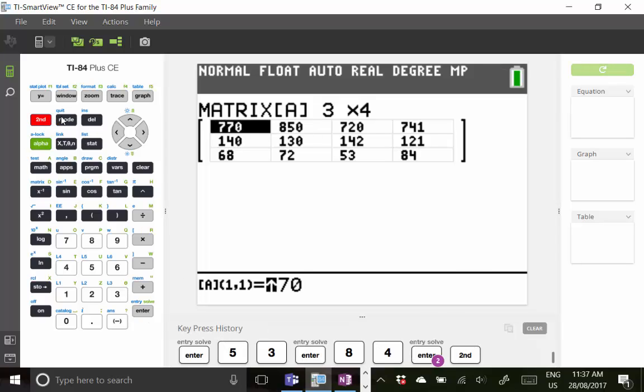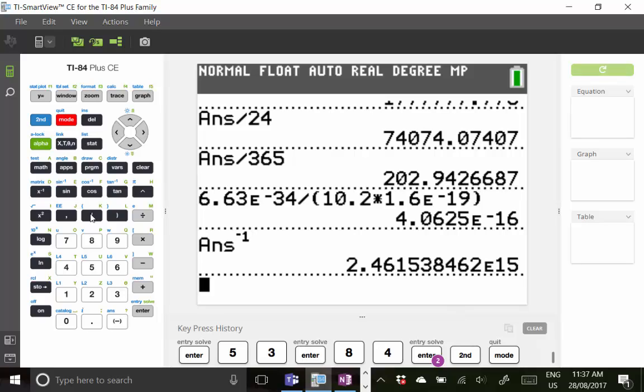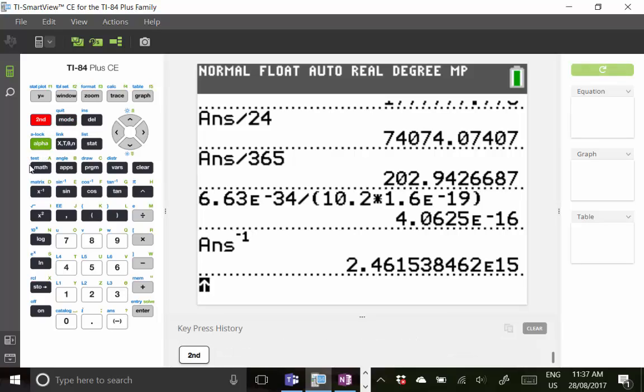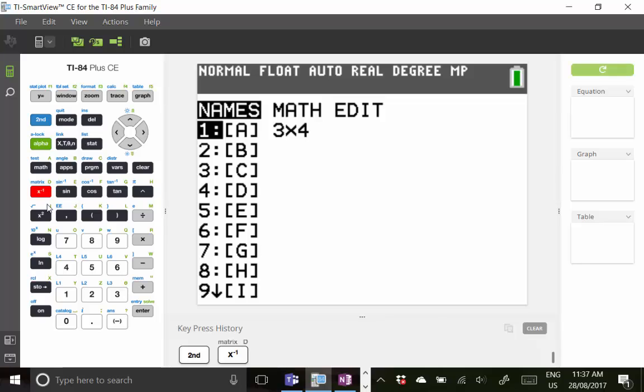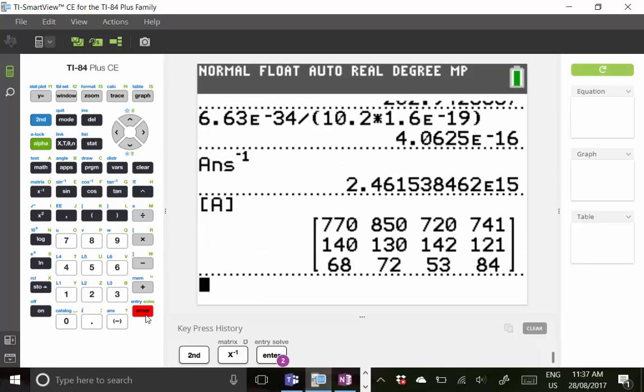All right, so if I go quit, second function up there, quit, we'll go to my matrices. You'll find that matrix is in there. If I hit enter, that's what it looks like. That's my matrix A. Now I need to put the other ones in there that I've just created.